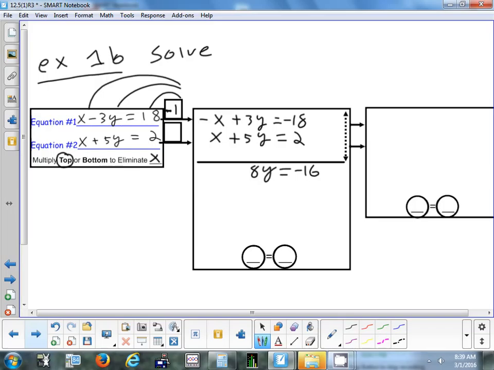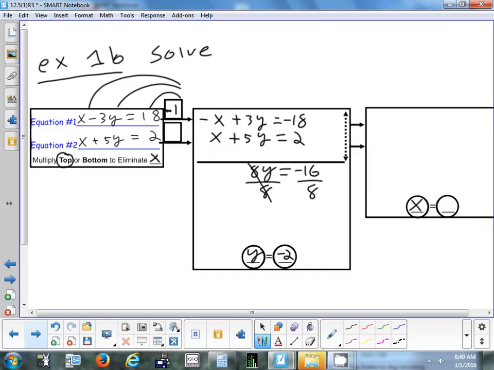All right, so now we've got 8y equals -16. Callan, what would be my last step? Divide. Yep, and we're going to divide by 8. And once we divide by 8, Maria, what's -16 divided by 8? -2. All right, so now we've got y. Last thing we have to figure out is x.